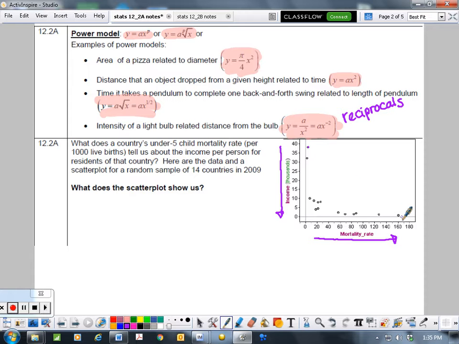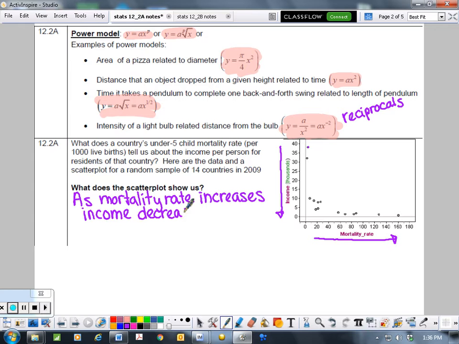And so that means as mortality rate increases, income decreases. Which makes sense. Typically, there are going to be more health issues, more problems for people who have less money. Okay, and then, is it linear? So usually as we evaluate, we see what's happening. As one increases, the other one decreases, and this is definitely not linear.